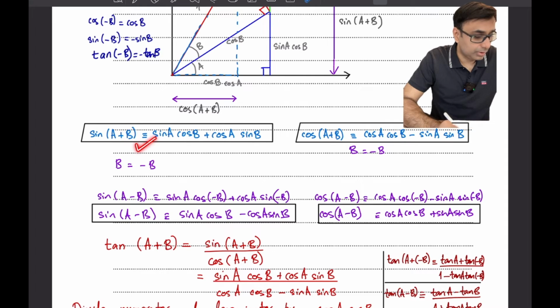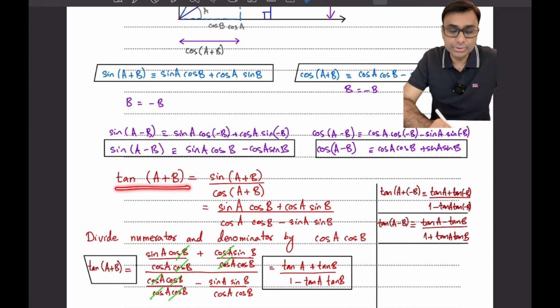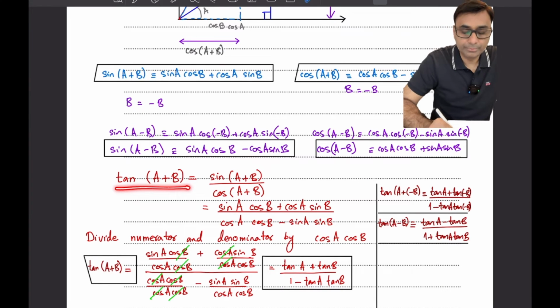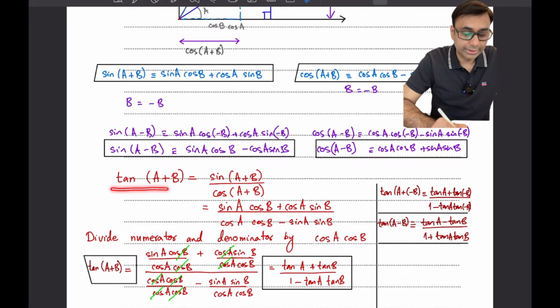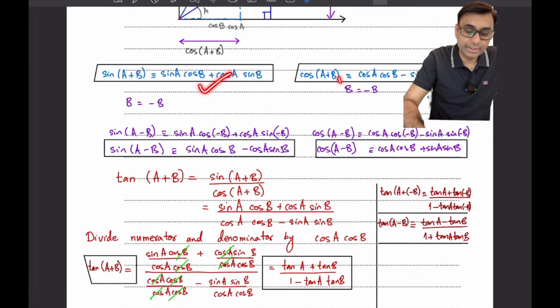So I have the formulas for sine a plus b, cos a plus b, sine a minus b, and cos a minus b. We can use these formulas to further derive the compound angle formula for the tan ratio, where we just need to recall that tan is sine over cos. So tan of a plus b must be sine a plus b divided by cos a plus b. If I divide this by this, I will get tan of a plus b.